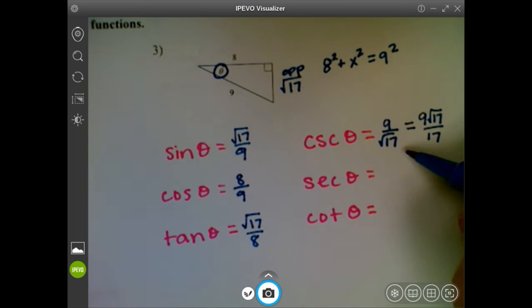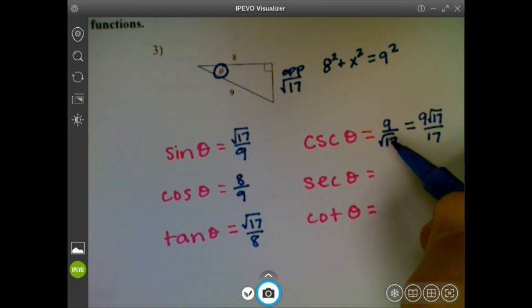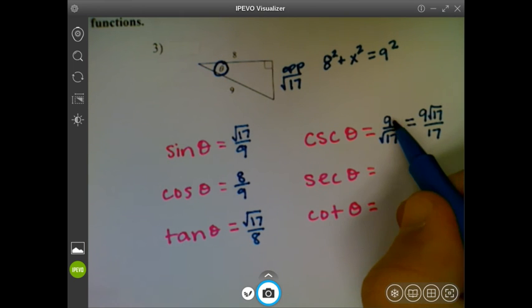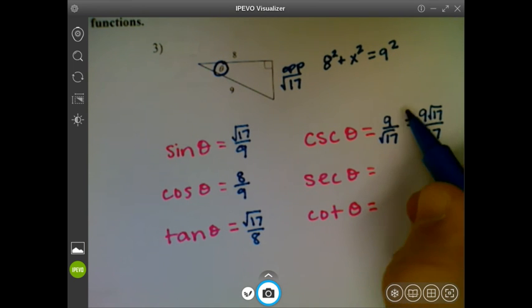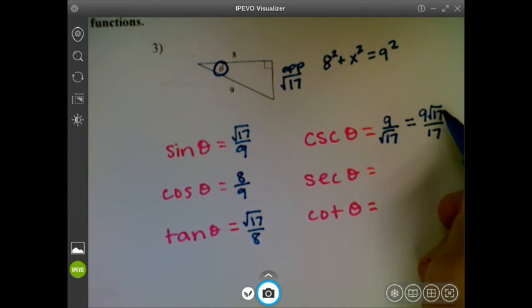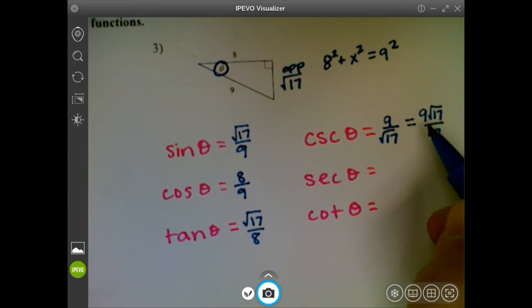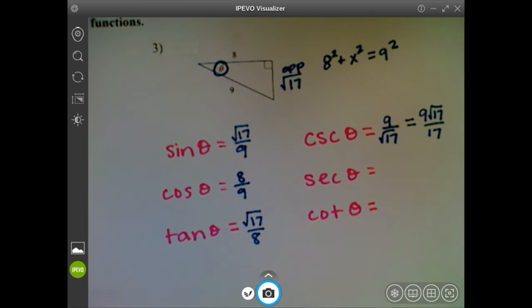You do not have to show that step because rationalizing this is not actually that hard to just kind of know how to do it in your head. So the top and the bottom both get multiplied by that square root. So it appears in the numerator, and then because there was already a square root in the denominator, the square roots go away and you're left with just 17.